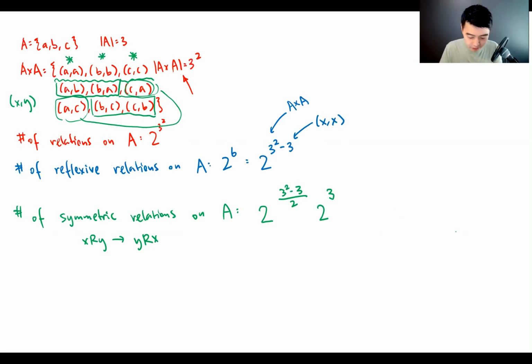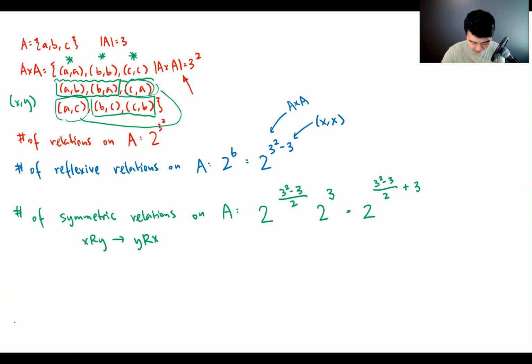So there's my full equation: 2 to the (3 squared minus 3) over 2, times 2 to the 3. Now, since we can combine these two, we can very quickly combine them and get 2 to the (3 squared minus 3) over 2 plus 3. Okay, so now I know this equation looks a little bit weird, but what I want to do next is try to generalize everything. Okay, so let's generalize this equation.